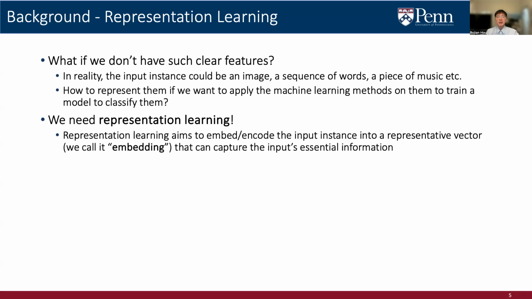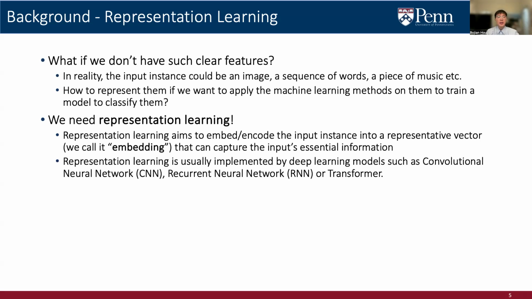Representation learning aims to embed or encode the input instance into a representative vector. We call it embedding. That can capture the input's essential information. Representation learning is usually implemented by deep learning models such as convolutional neural network, CNN, recurrent neural network, RNN, or transformer.